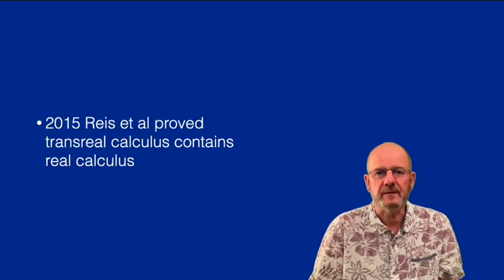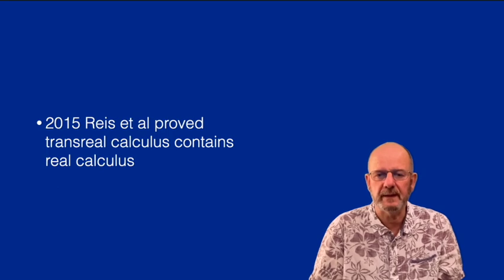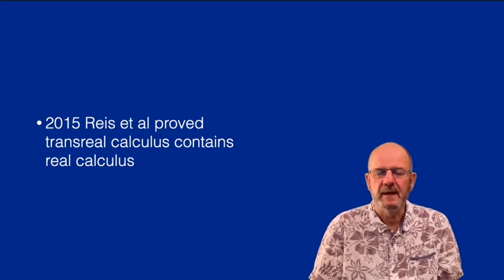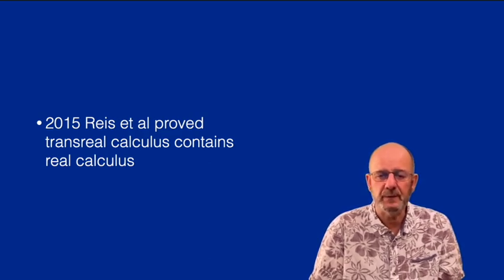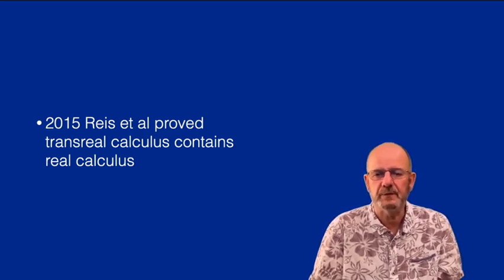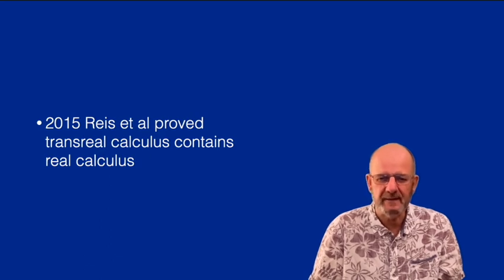In 2015, Reis et al. proved transreal calculus contains real calculus, and this has a surprising result. Transreal calculus works with division by zero. It works with the numbers infinity, minus infinity, and nullity. And that means you can't use any property of real calculus to prove division by zero impossible. Why? Because the whole of real calculus is contained in transreal calculus, and transreal calculus allows division by zero.